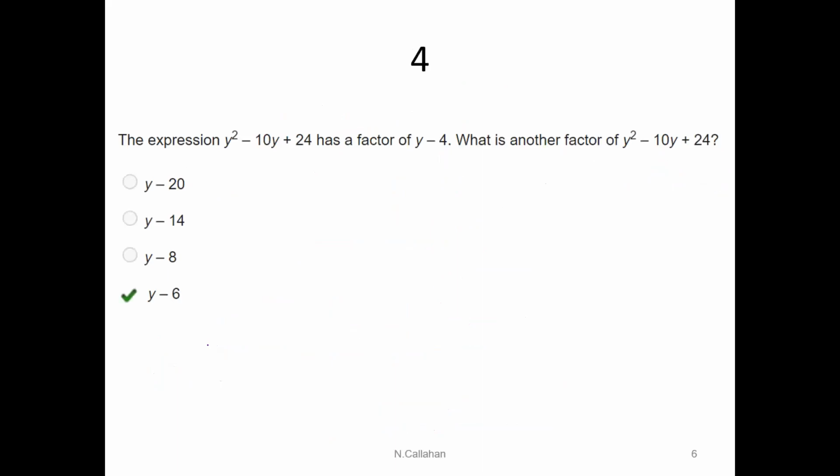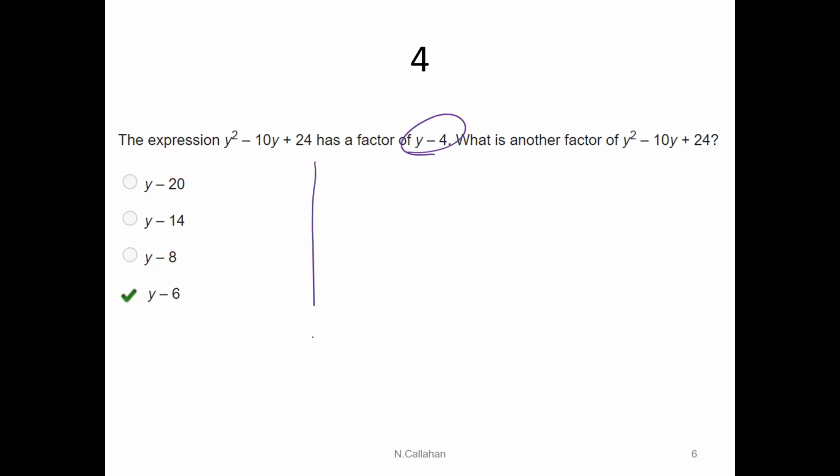We got a new thing. All right, you guys, we're going to go on to number 4. Go ahead and take a moment and read that question. All right, so the expression y squared minus 10y plus 24 has a factor of y minus 4. What is another factor of this?